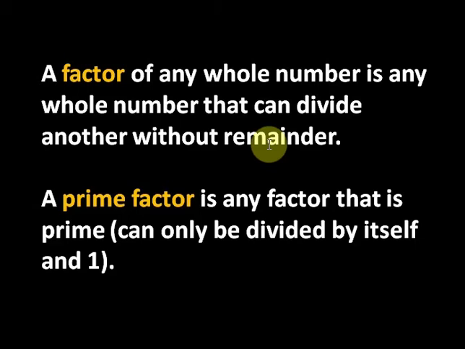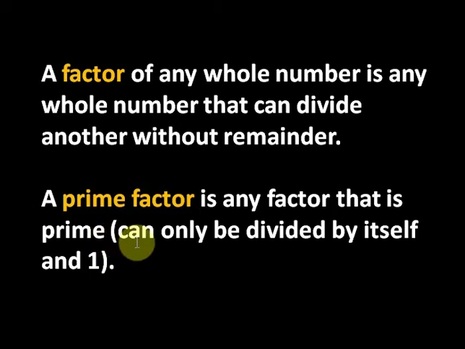And here we have a prime factor, which is any factor that is prime. And we said prime means can be divided by itself and 1. So using the same example of 12, what are the prime factors of 12? We know the factors of 12 are 2, 3, 4, 6, and 12. What are the prime factors of 12? So any factor that can be divided by only itself and 1.